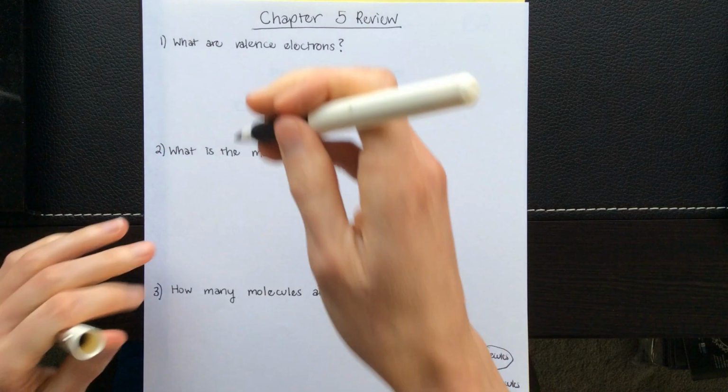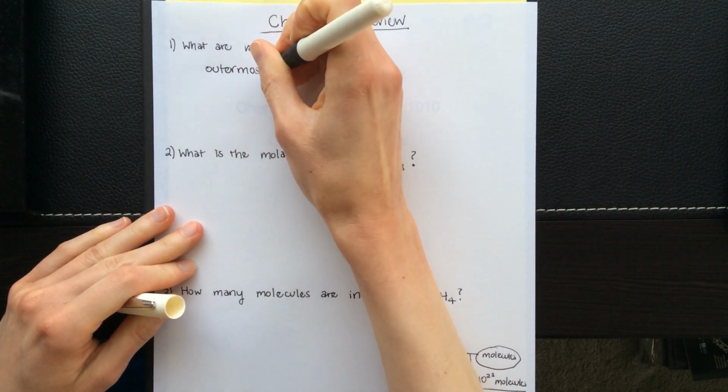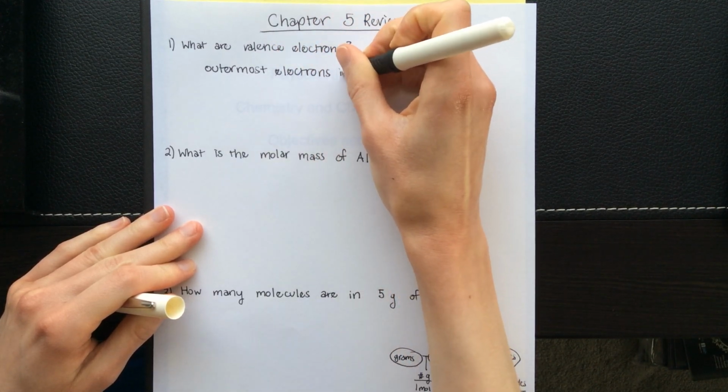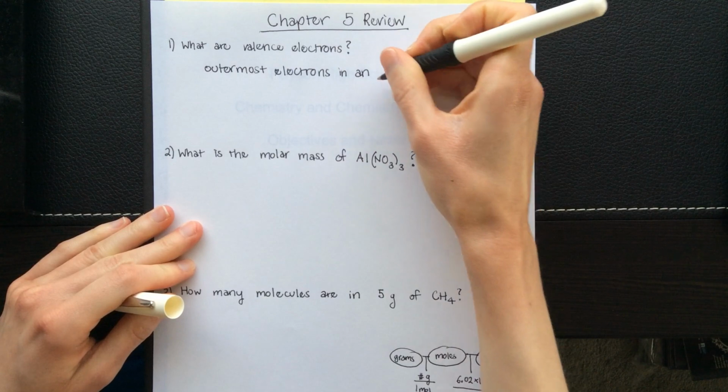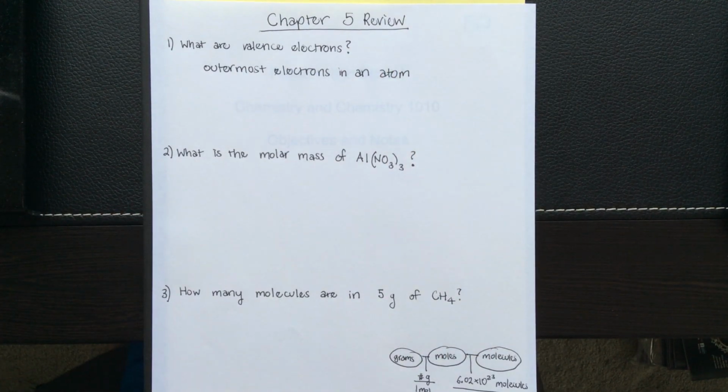So the answer to that is that they are the outermost electrons in an atom. They're the ones in the outer energy level, and they determine how a chemical reacts.